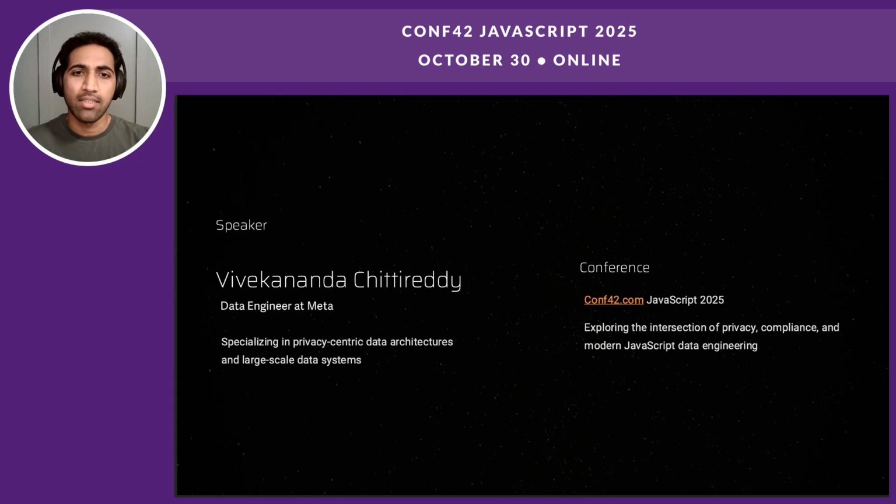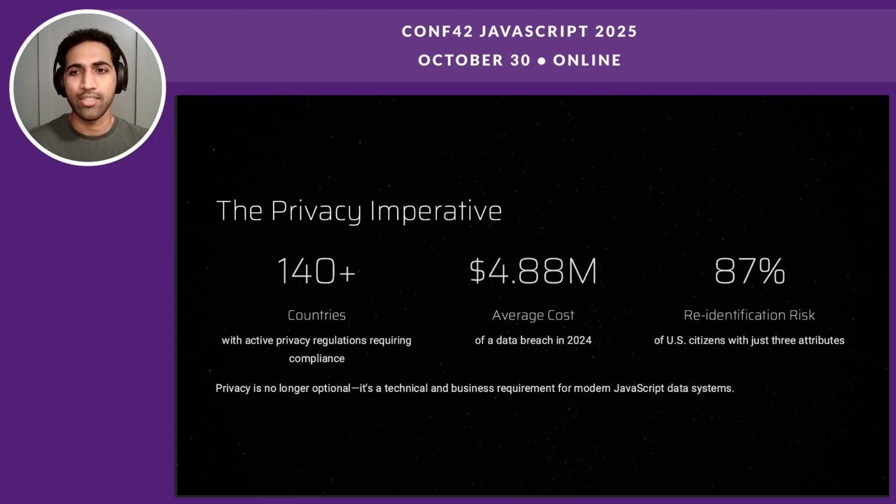This is not just about following regulations. This is about fundamentally rethinking how we architect our systems. And as a quick disclaimer, what I'm about to share is in no way a reflection of how we build systems at Meta. This is purely out of my experience in building data systems that are privacy compliant and privacy aware. Without further ado, let's get started by talking about why this matters.